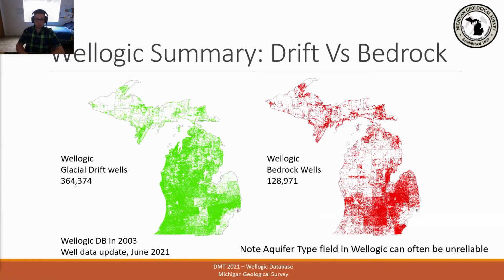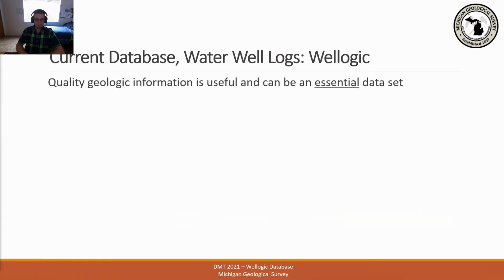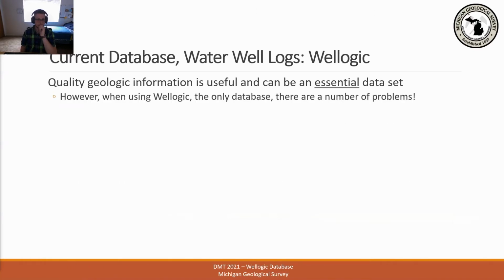And so this database was started in '03. They never put together a program to validate the locations or to train anybody in putting the data together. And so it's one of the things that part of the survey that I've been trying to do now for the last 8 years. So quality geologic information is useful. It's essential for any data set. However, Wellogic is the only database, and there are a number of problems.